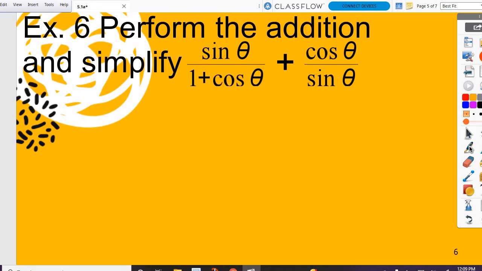So what does it ask us to do here? Perform the addition of something. Perform the addition and then simplify. So what do we have this time?